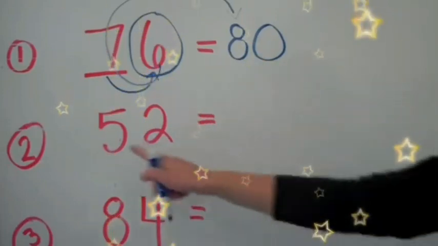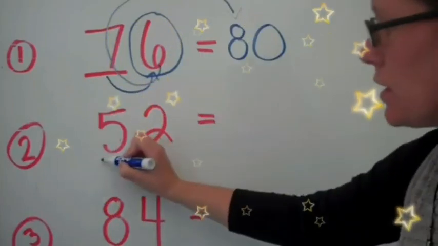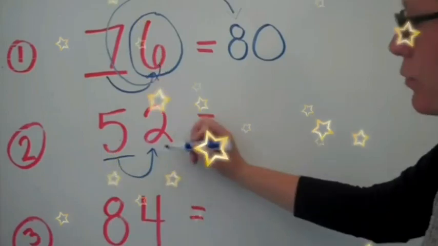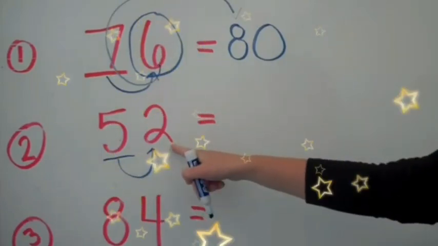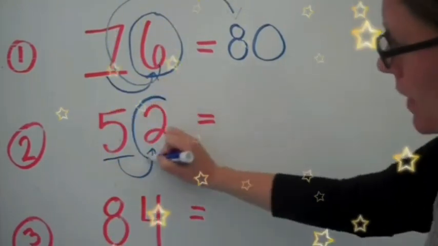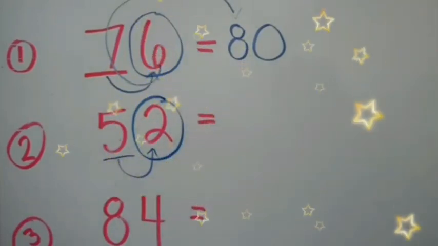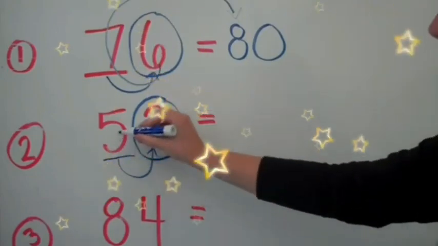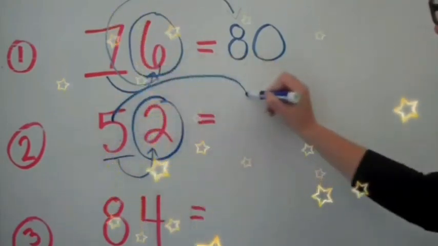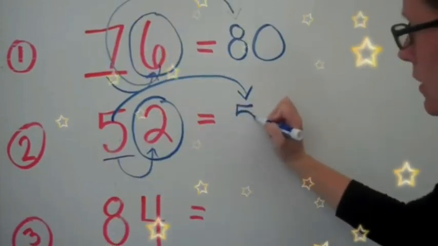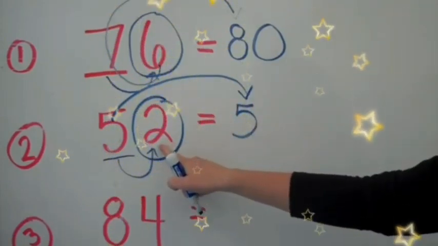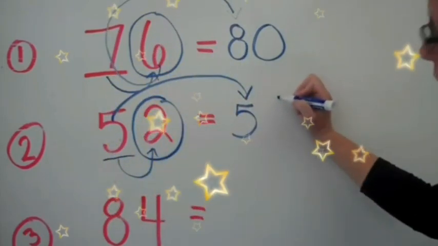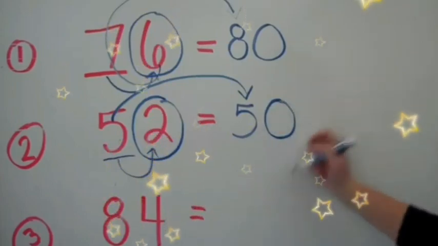The next one, 52. I know I'm rounding to the nearest 10, so I'm going to look one column over to the right, which is my 2. My 2. I'm going to circle it. I'm going to decide, is that weak or strong? I know that 2 is weak. It has no power. So the 5 is going to stay the same because 2 is weak, meaning that it has no power. I can't push it up. And the 2 is going to become a 0.